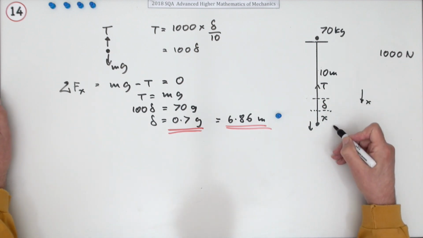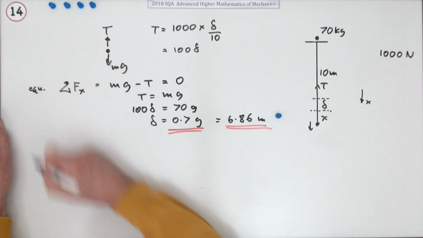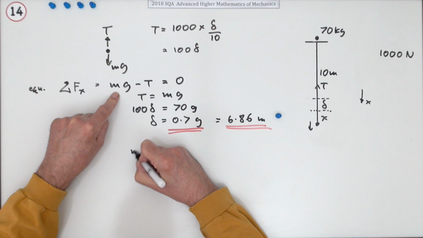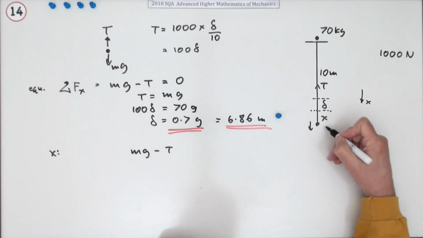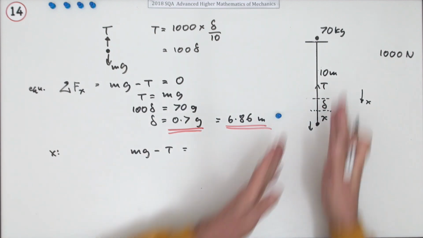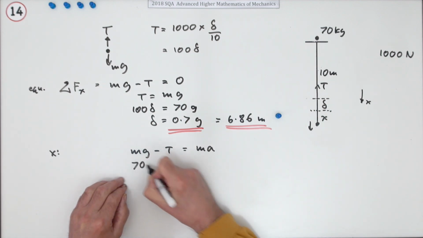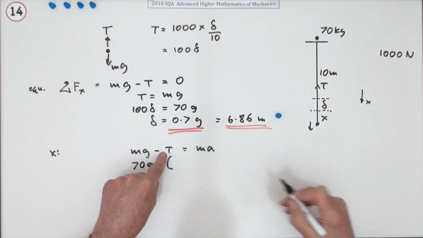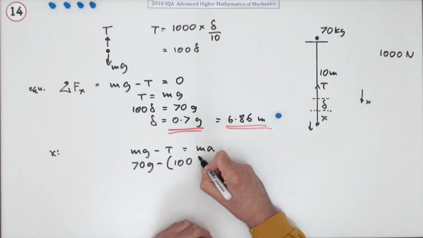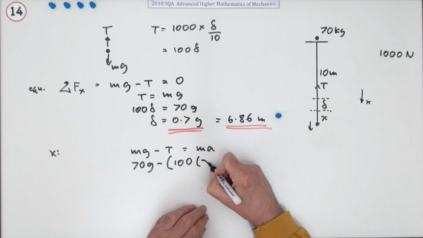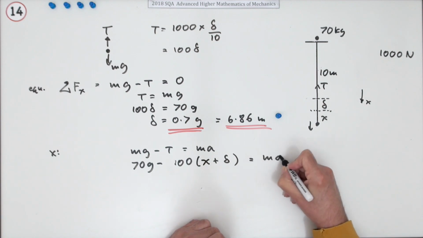What happens if you go beyond that extension then? What's the sum of the forces now? So that was for equilibrium. What's the standard one? Well, this time, this is for x now, mg minus T will not be equal to 0. There'll be an unbalanced force up the way, which will be equal to ma. So if I put that together, 70g minus, now this time the tension will be, same as before, 100 times the distance, but it'll be 100 times, I shouldn't have put that bracket at the front, that distance x plus the extension. That's what's going to equal ma.